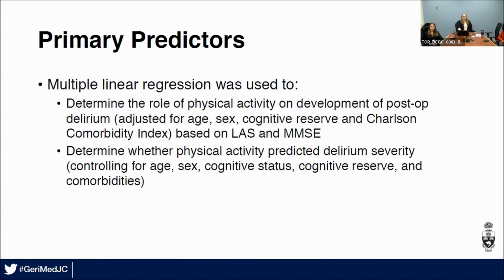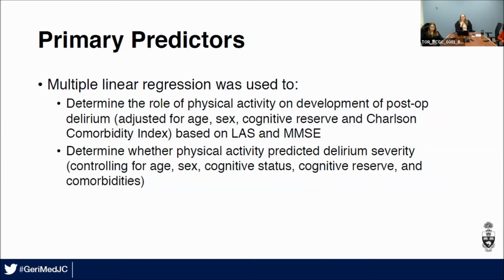And then they used a multiple linear regression to determine the role of physical activity on the development of post-op delirium. They adjusted for age, sex, cognitive reserve, and they used the CCI, the Charlson Comorbidity Index. And they also looked at whether physical activity predicted delirium severity, again, controlling for these factors.